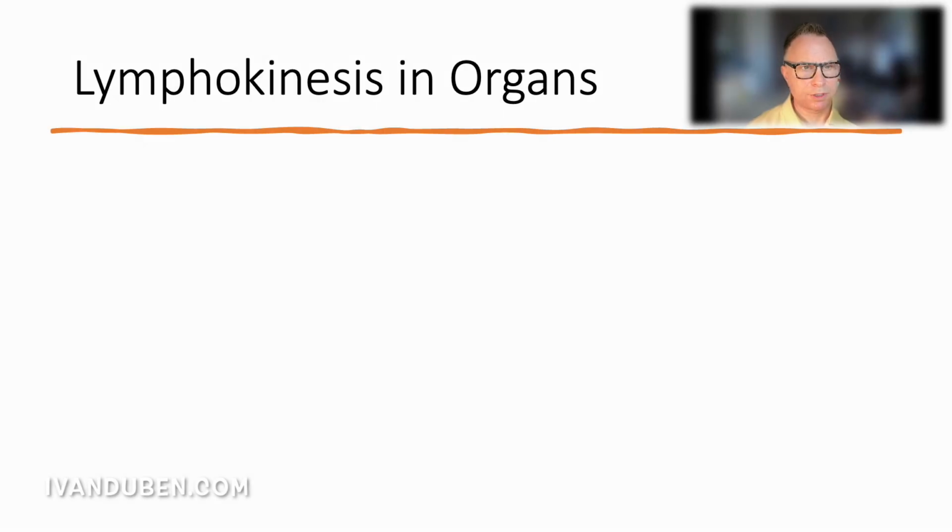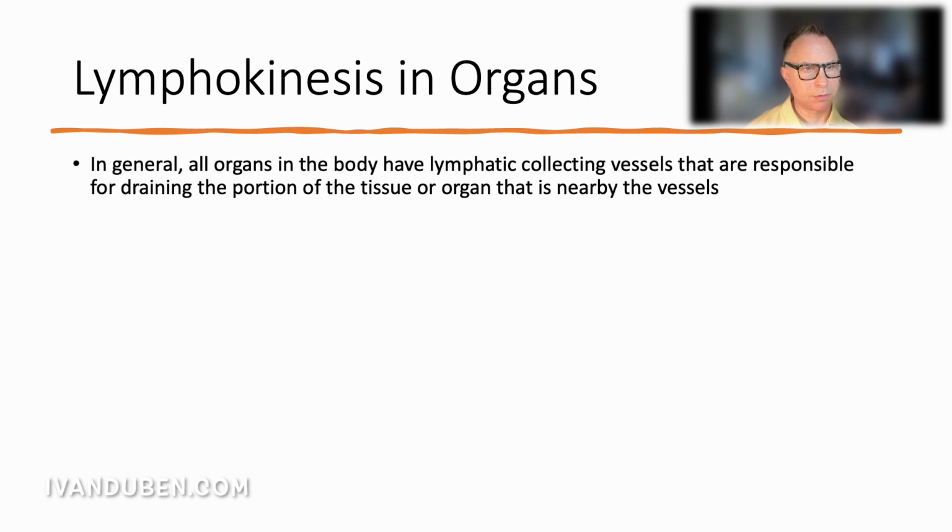So an important consideration also in lymphokinesis is what role the organs have in lymphokinesis, and that's going to be the majority of what we're talking about today, organs and structures. In general, all organs in the body have lymphatic collecting vessels that are responsible for draining the portions of the tissue or organ that is nearby the vessels.